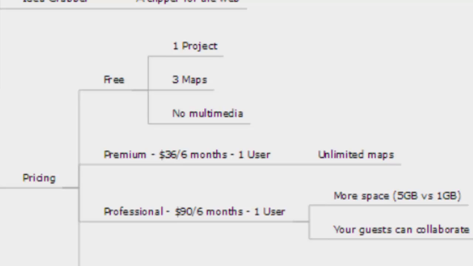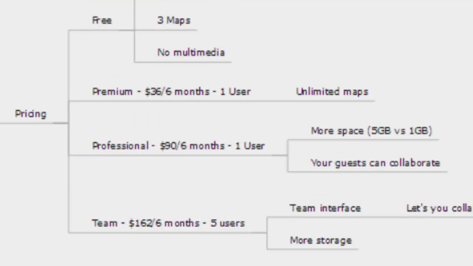You can still add web links, but you can't add multimedia, images, or video to the free versions. The premium version is $36 for 6 months. You have to pay either every 6 months or every year. So it's $6 a month, which is a little bit cheap. I think it's in the $5 range if you pay for the year.